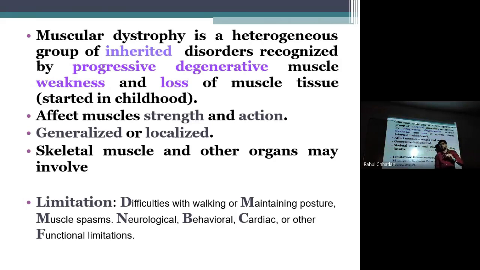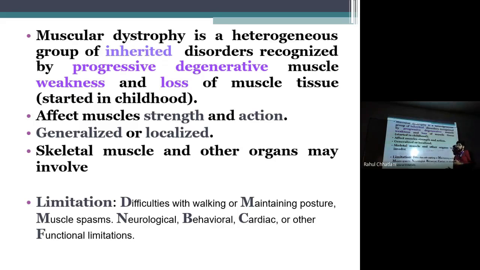Say, for example, cerebral palsy. Yes, you might only be going on with cerebral palsy. You might know what cerebral palsy is. It is a non-progressive disease. Once there is damage to the brain, that much damage stays lifelong. But here we talk about something that always increases. It is a progressive condition. So with neurological signs and symptoms, for example, cerebral palsy, plus sometimes muscular dystrophy. When the central nervous system and muscles are both involved, that also is a possibility. Behavioral, cardiac, and other functional limitations.